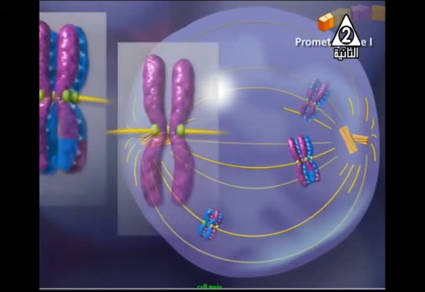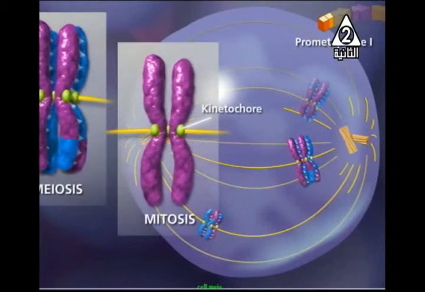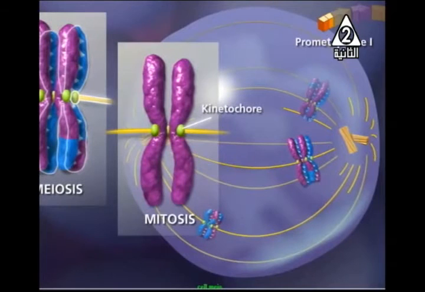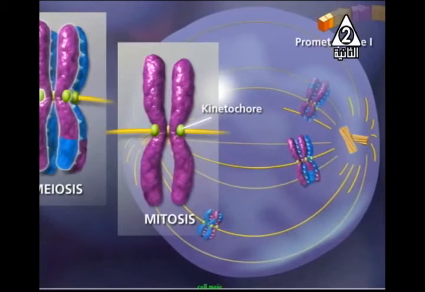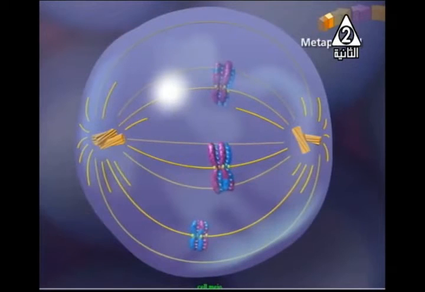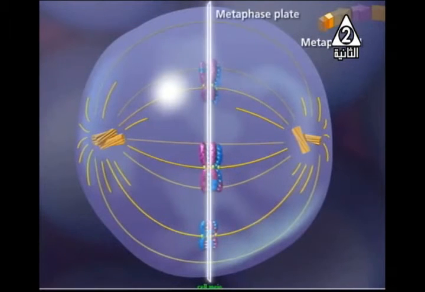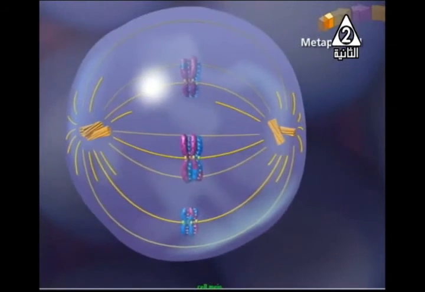In metaphase 1, the chromosomes are arranged at the cell equator to be connected with the spindle fibers. This is a comparison between meiosis and mitosis. In mitosis, the spindle fibers are connected to the centromere of each chromosome, but in meiosis, the spindle fibers are connected to the centromeres of the tetrad.